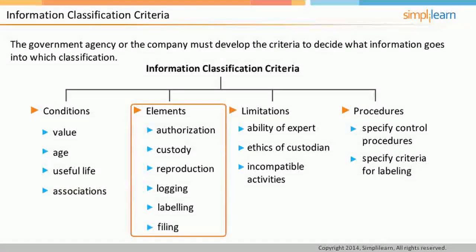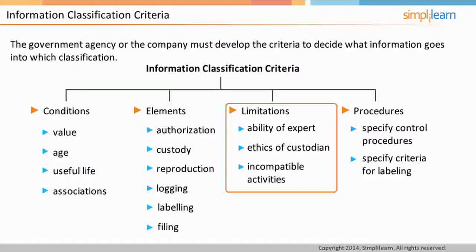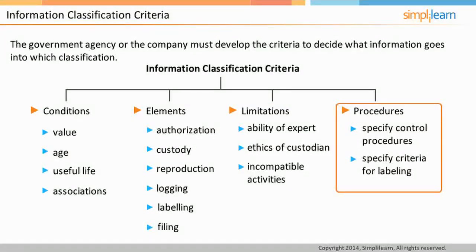While implementing information classification, you will need to consider and implement appropriate practices related to its authorization, custody, reproduction, logging, labeling, filing, etc. You must also take into account certain limitations like ability of expert, ethics of custodian, and incompatible activities of the administrator while classifying the information. You also need to specify certain procedures like controlling the use of information and labeling of information.